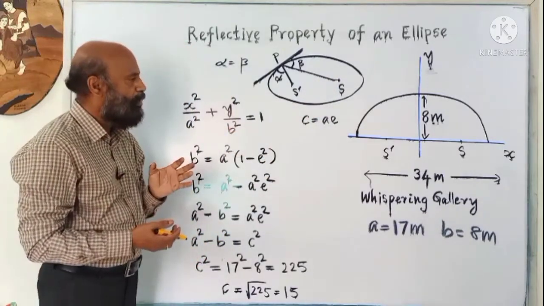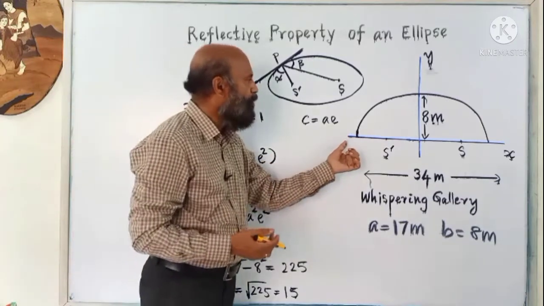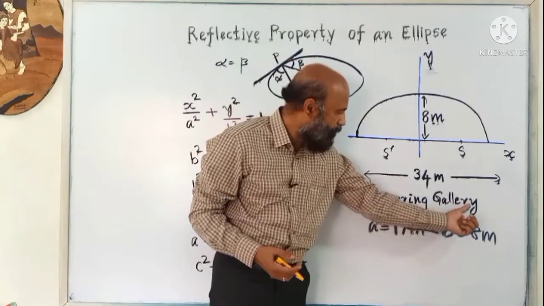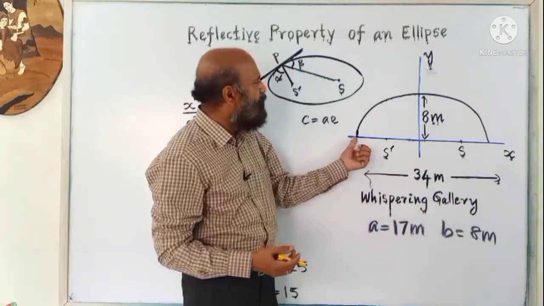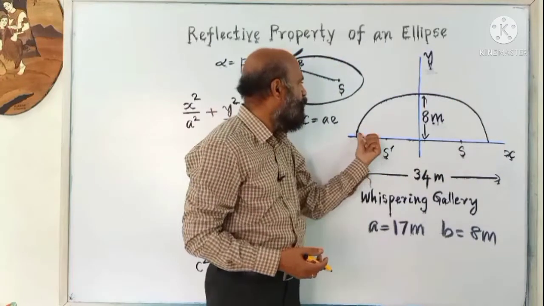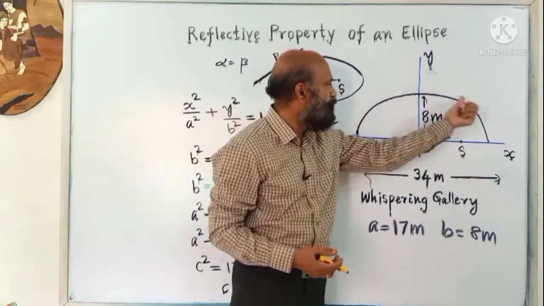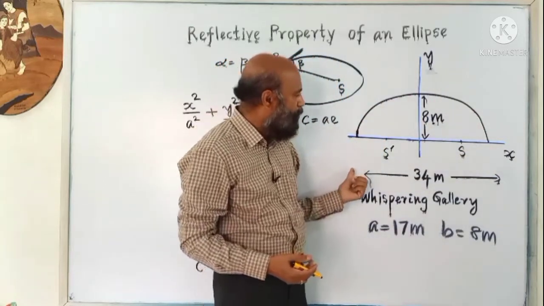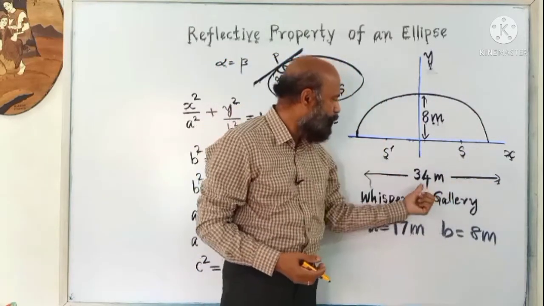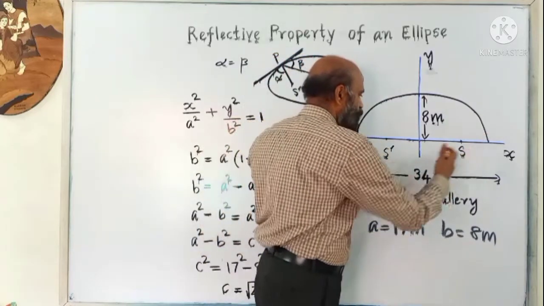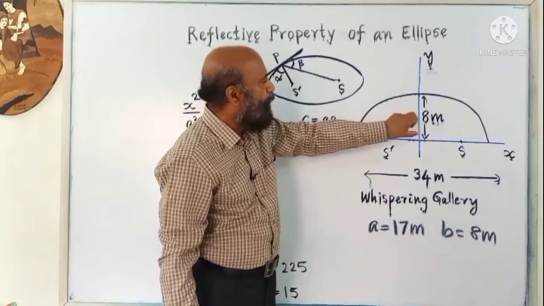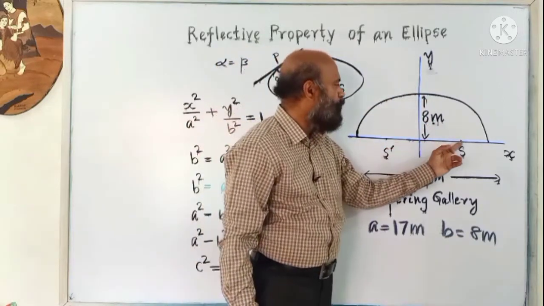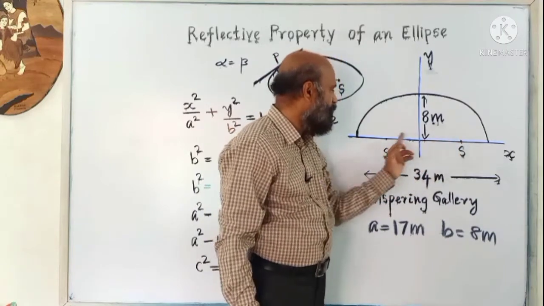Now let us see one application. A room is constructed to be a whispering gallery. Its ceiling is in the form of a semi-ellipse. Width is 34 meter and the maximum height is 8 meter. We have to locate the foci. Where are S and S dash?